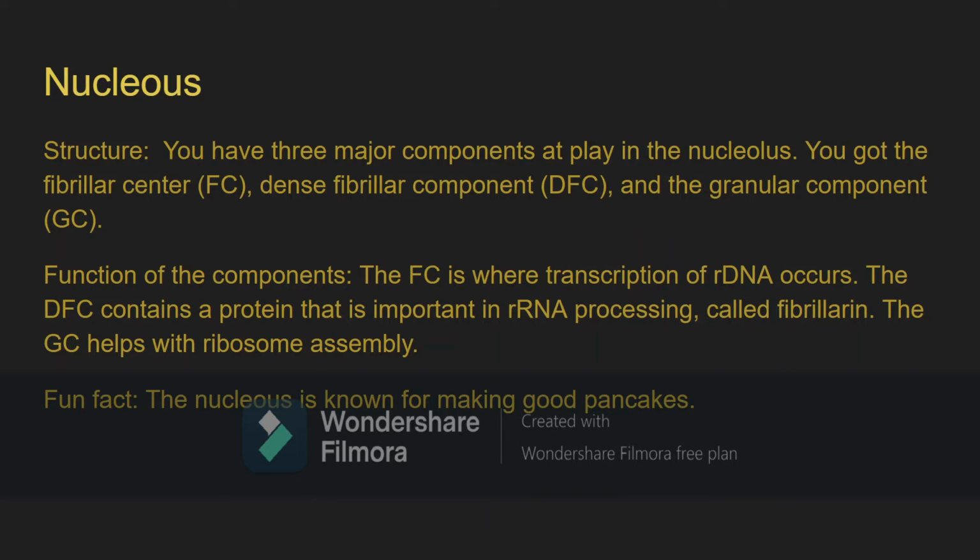The FC is where transcription of rDNA occurs. The DFC contains a protein that is important in RNA processing, called fibrillarin. And the GC helps with ribosome assembly.